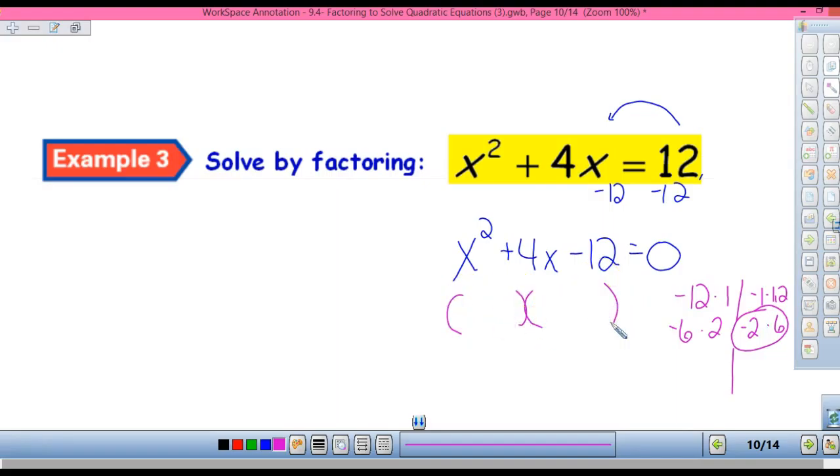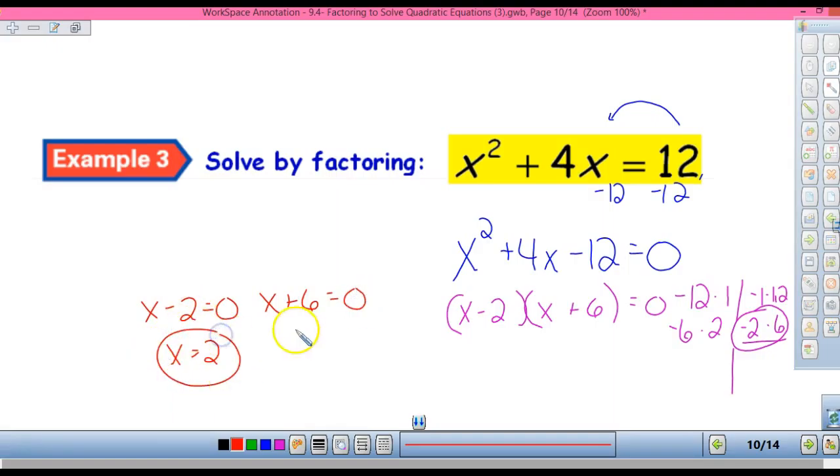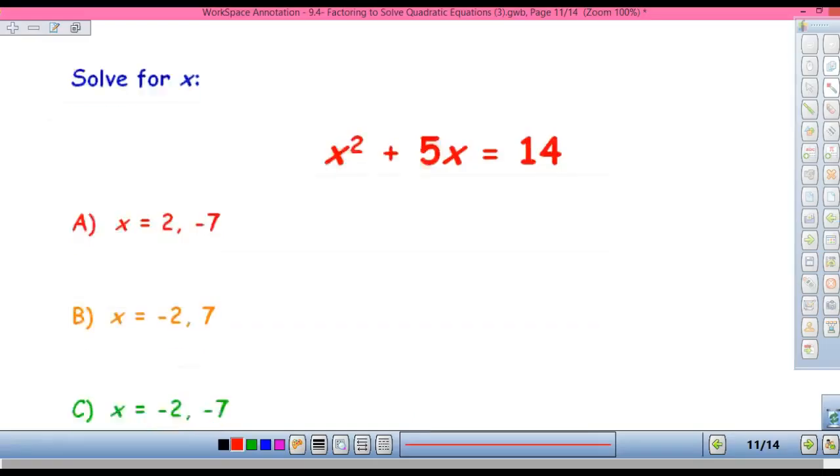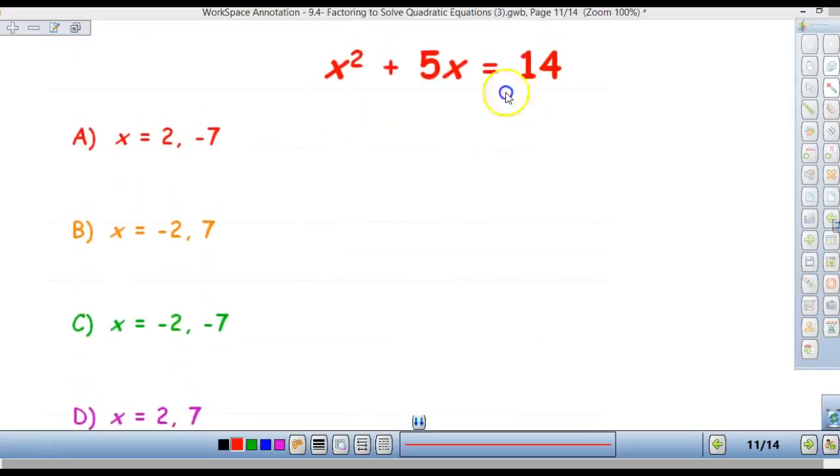Okay, so I am using that x minus 2 and x plus 6 equals 0. Now I set them equal to 0 just like I have been doing. X minus 2 equals 0. X plus 6 equals 0. X equals positive 2. X equals negative 6. Okay? Not so bad. If we do this one, we've got to move that 14 over. So minus 14 minus 14.